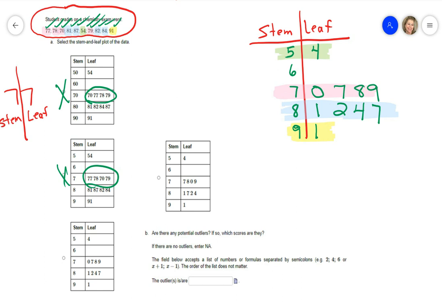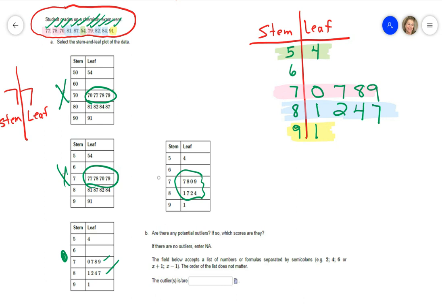It looks like they did not do these in numerical order right here. Yep. But here is 0, 7, 8, 9, 1, 2, 4, 7. So it's this one. Then it asks you, are there any potential outliers? And if so, which scores are they? Yes, there are some outliers. There's at least one.